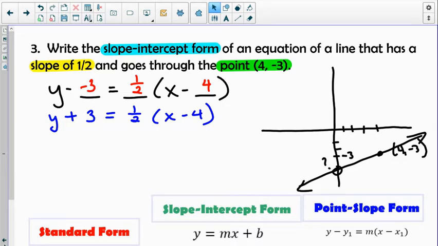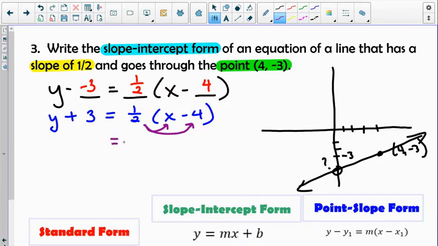Looking at slope-intercept form, I know this: there's no parentheses, and y is by itself. Well, there are some things we can do to this equation. If we want to get rid of the parentheses, all we have to do is multiply the right-hand side out. So 1/2 times x is 1/2 x. 1/2 times -4 is -2. But I still don't have y by itself. There's that plus 3 in the way.